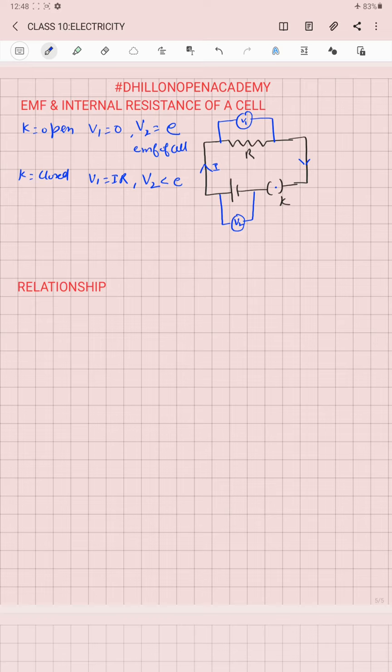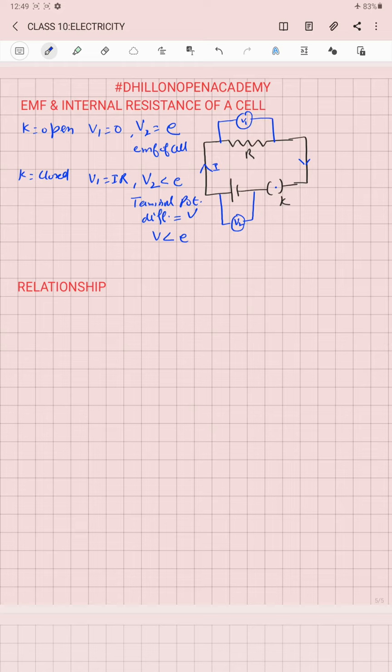In this case, when the key is closed and the cell is supplying some current in the circuit, if at that stage you measure the potential difference across the terminals of the cell, we call it the terminal potential difference, which we label as capital V. In this case V will be smaller than its value when it was present in the open circuit.